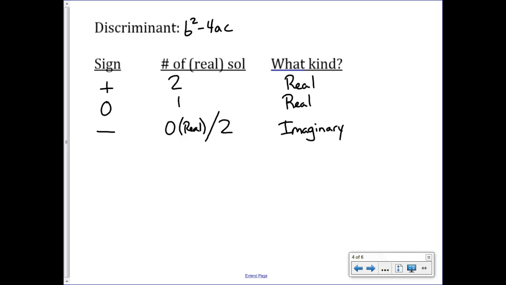And that should make sense because if we have a negative under the radical, then we'll have the square root of a negative number, and that gives you an i value.